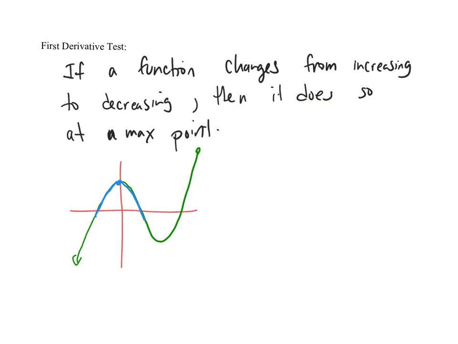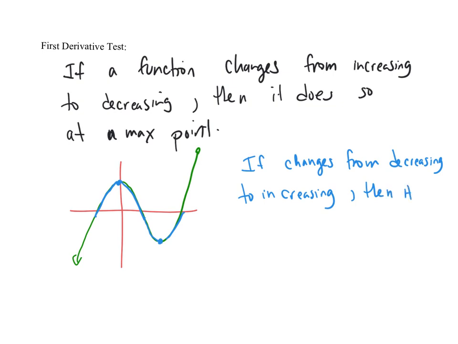The opposite is also true: if it changes from decreasing to increasing, so down here in this interval, it's going from decreasing and then it starts to increase, then it does so at a min. And then we can discuss if that minimum is a relative minimum or an absolute minimum or maximum, but in general, that is going to be the idea.